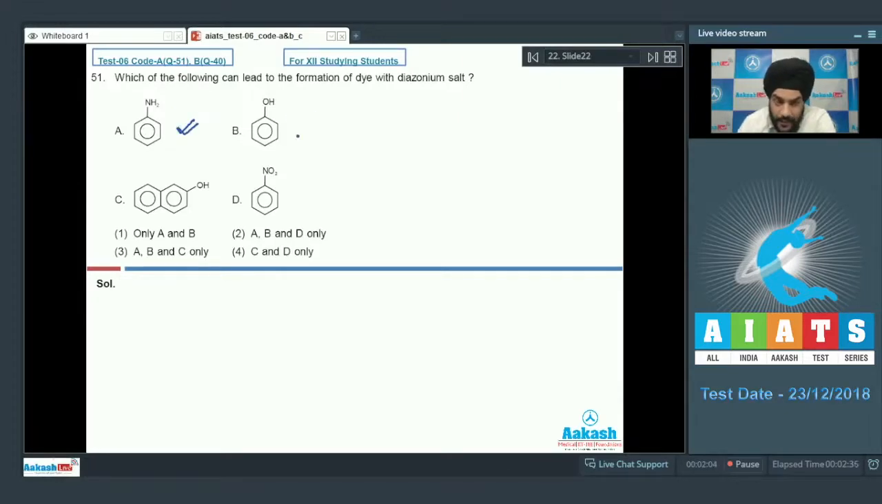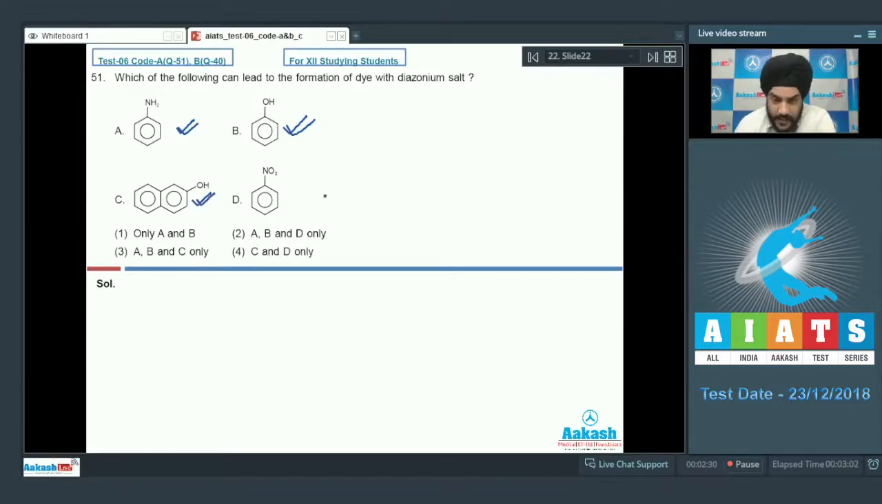If you look at the second option, it is phenol. This ring is also activated due to the lone pairs of oxygen, and it can also undergo diazo coupling to form a dye. The third option is beta naphthol. This is also an activated ring and it can also undergo diazo coupling to form a dye.